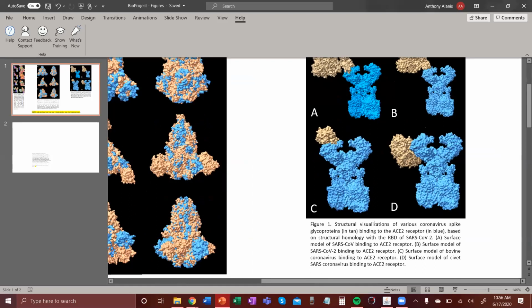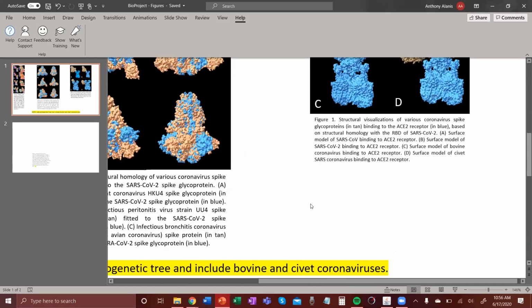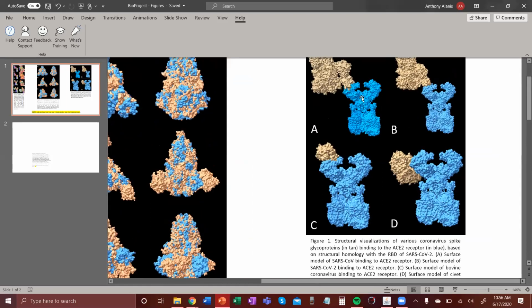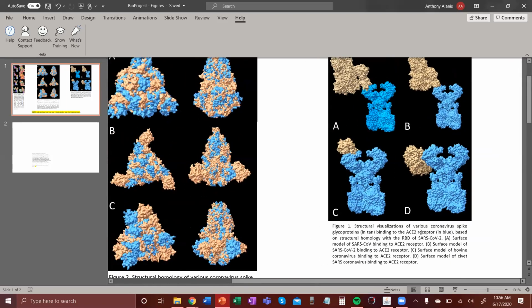And I already started making little figure legends for them. So you can already see in panel A, that's the SARS-CoV-1 right here.